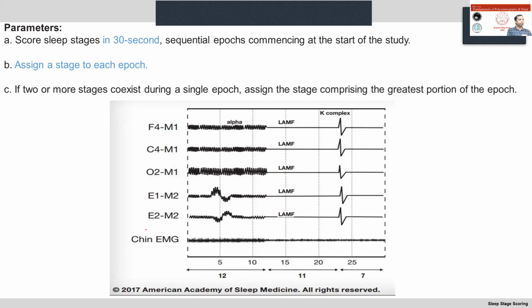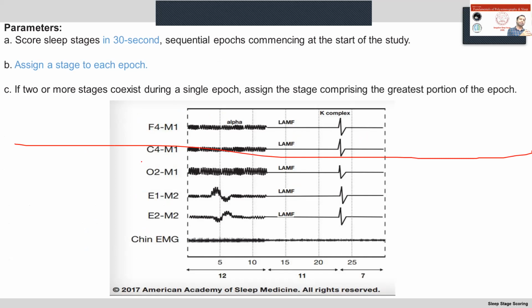When we are going to score a file, what do we have to do first? We have to mark an epoch. Suppose this is your whole screen, and from here to here is your timing, and this is 1 epoch. So how much time do you have to take?